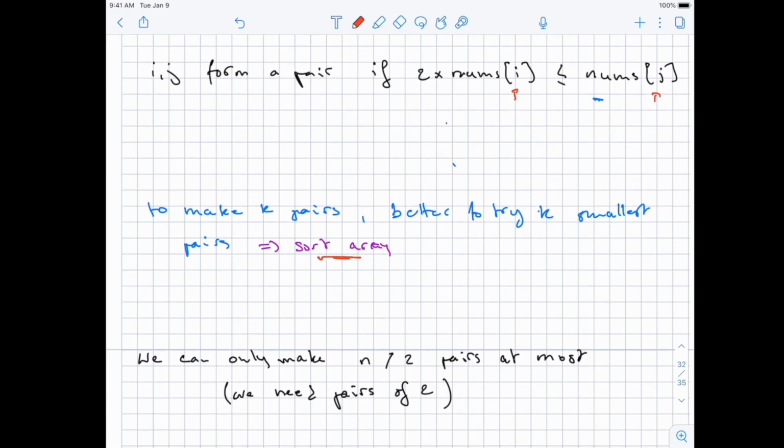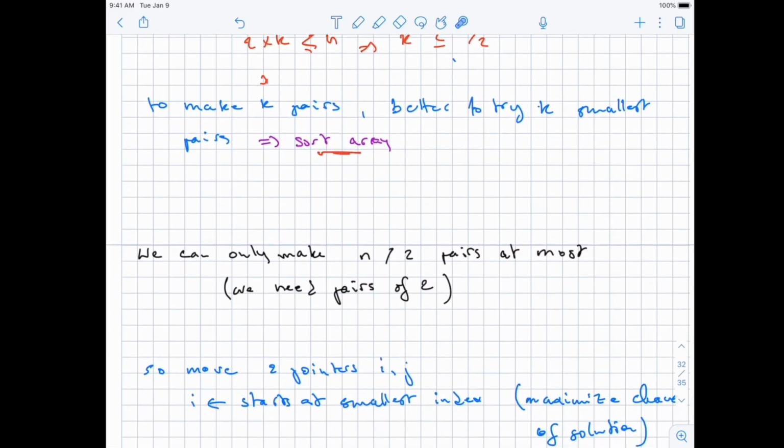Now we said if we make k pairs, that means we need 2k elements in the array, right? So the number of elements in the array is n, so this number has to be smaller or equal to n, right? So that tells you the number of pairs, which is k, has to be smaller or equal to n divided by 2. So we can only make at most n divided by 2 pairs, right? So that's another observation. So sort the array and we can make up to n divided by 2 pairs. And so this is exactly what we can start finding.